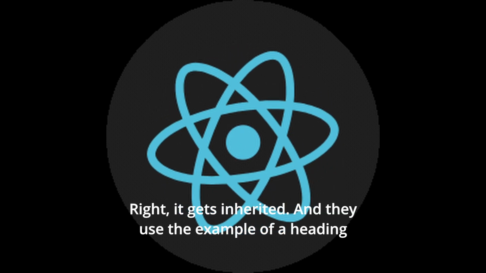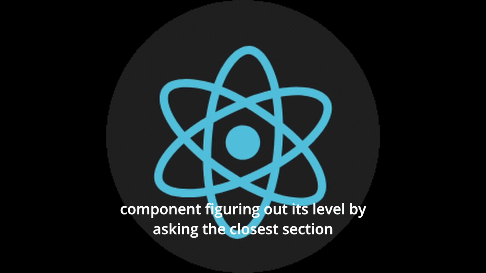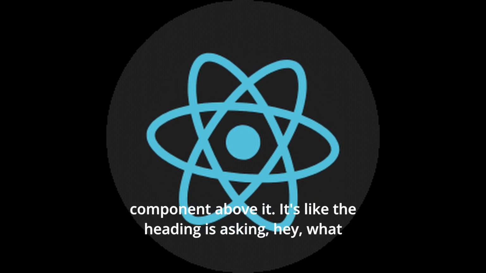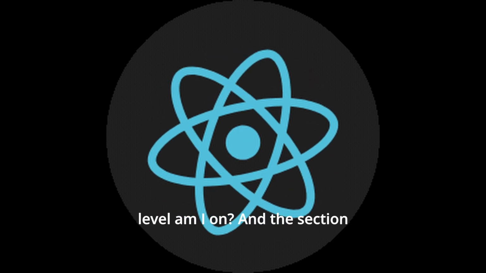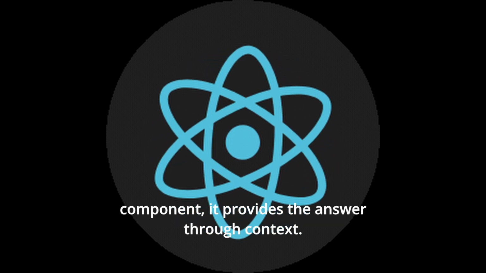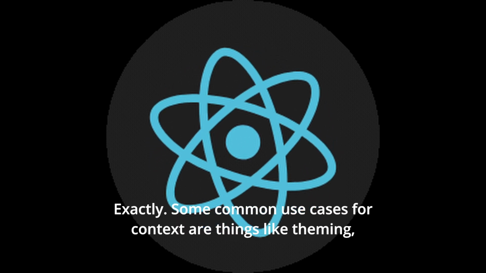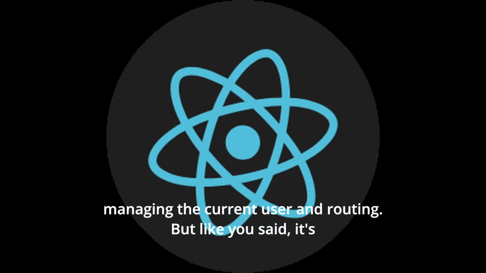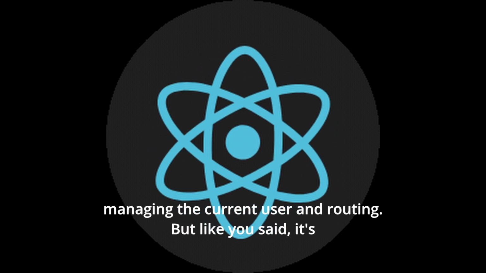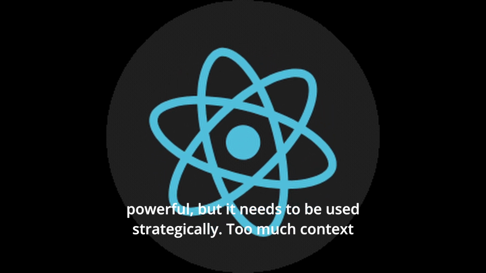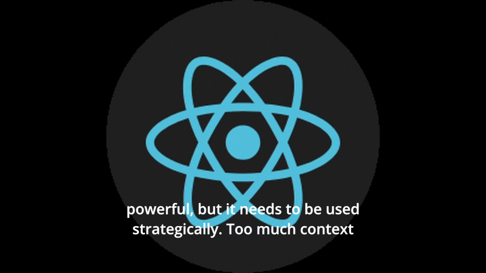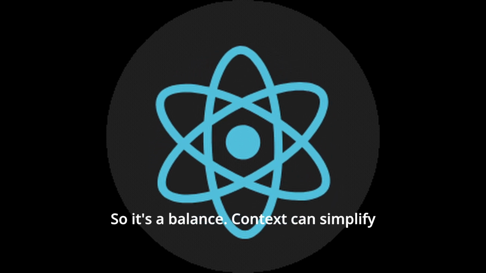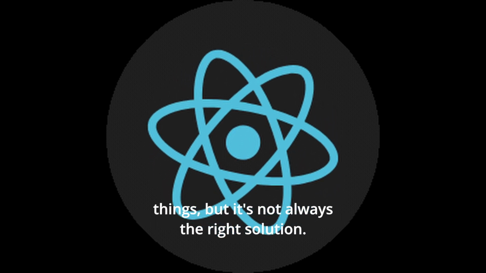Right, it gets inherited. They use the example of a heading component figuring out its level by asking the closest section component above it. It's like the heading is asking, hey, what level am I on? And the section component provides the answer through context. Exactly. Some common use cases for context are things like theming, managing the current user, and routing. But like you said, it's powerful, but it needs to be used strategically. Too much context can make your code harder to understand. So it's a balance. Context can simplify things, but it's not always the right solution.